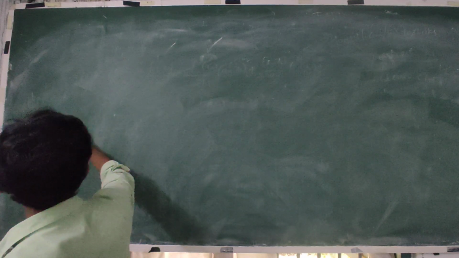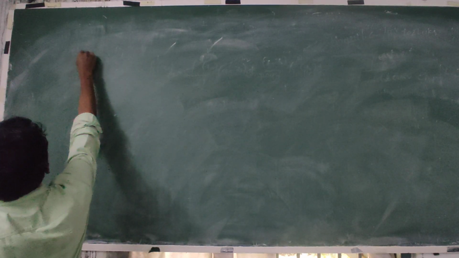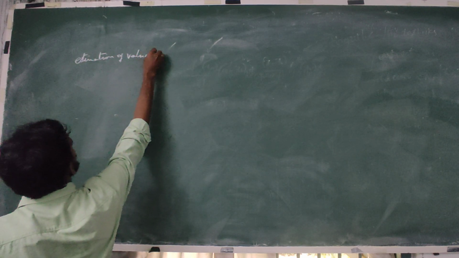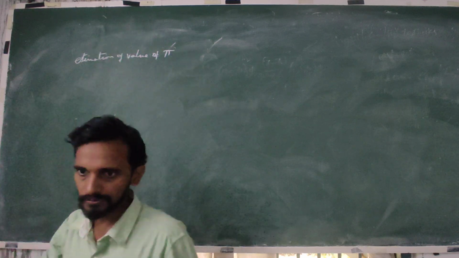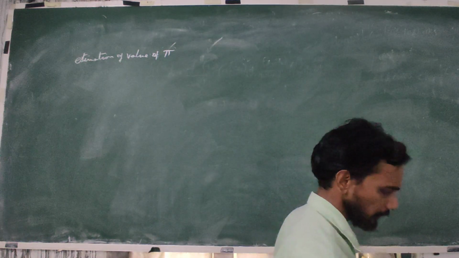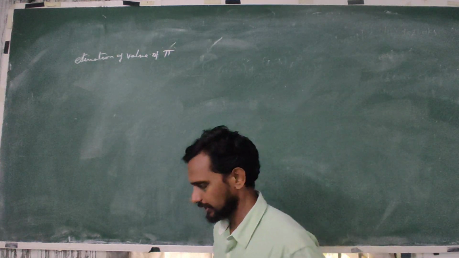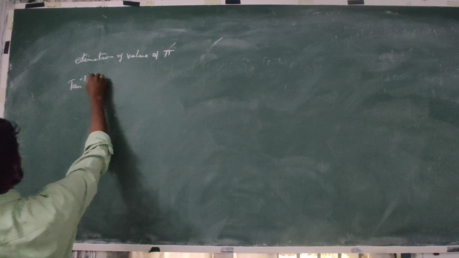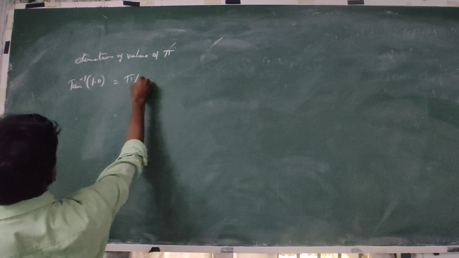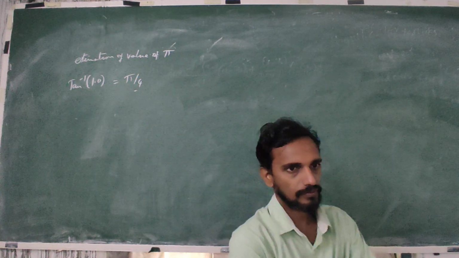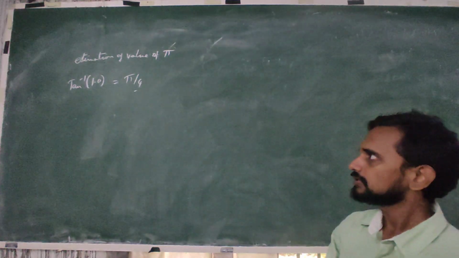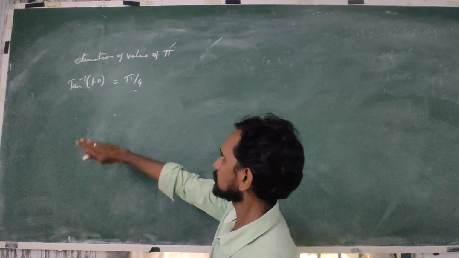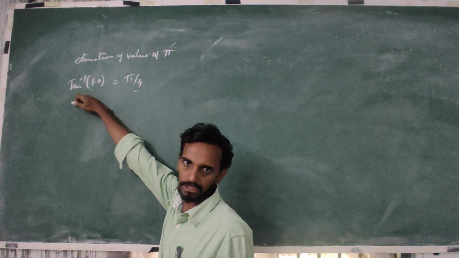Best example for that is estimation of value of pi. So it is obtained by tan inverse 1.0 is equal to pi by 4. This is the standard value. So now we try to generate this function as a Taylor series.